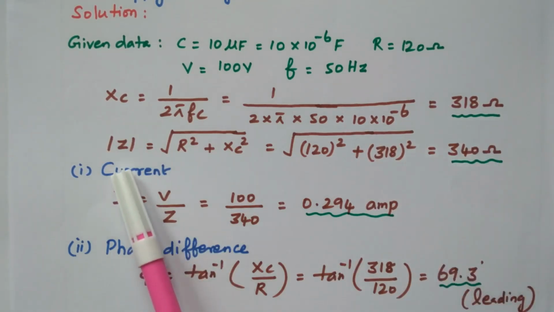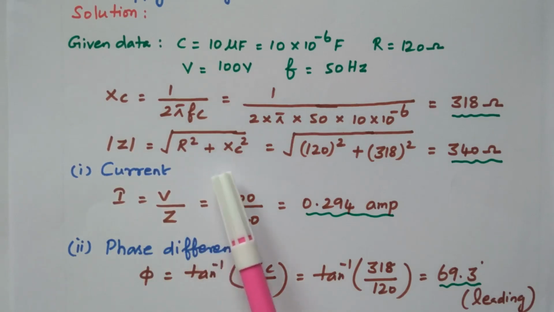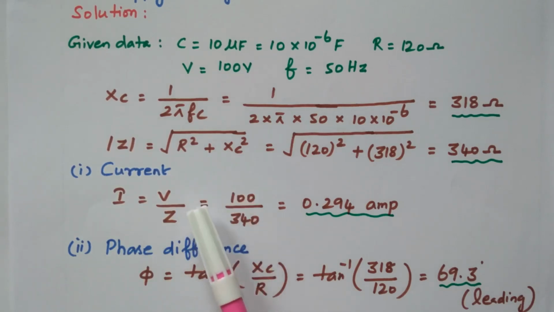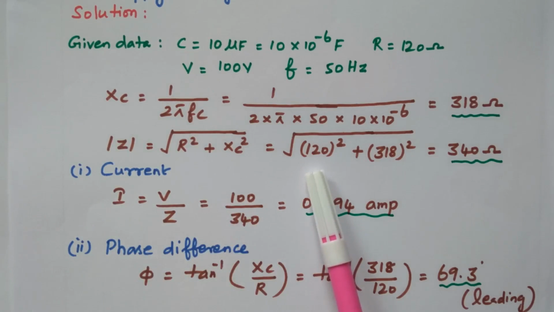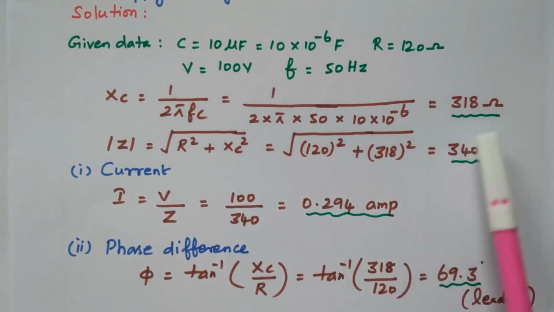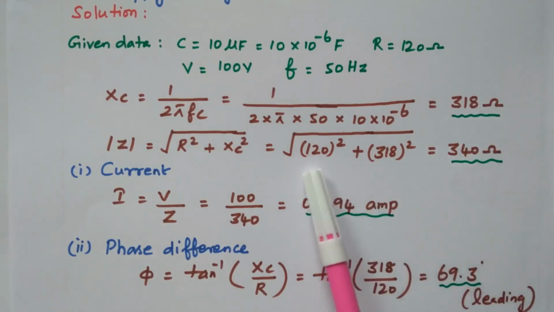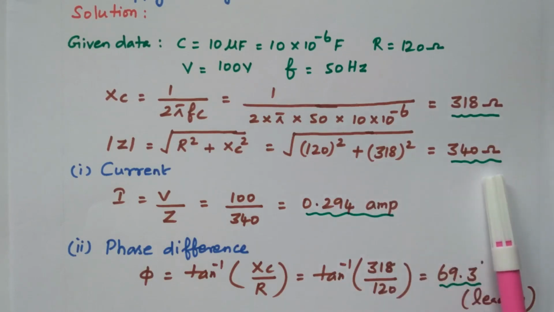Now we can find the impedance of the circuit. Impedance is the square root of R squared plus Xc squared. So the R value is 120, and the Xc value is 318, which we just calculated. By simplifying this, we got 340 ohm. So the impedance of the circuit is calculated.